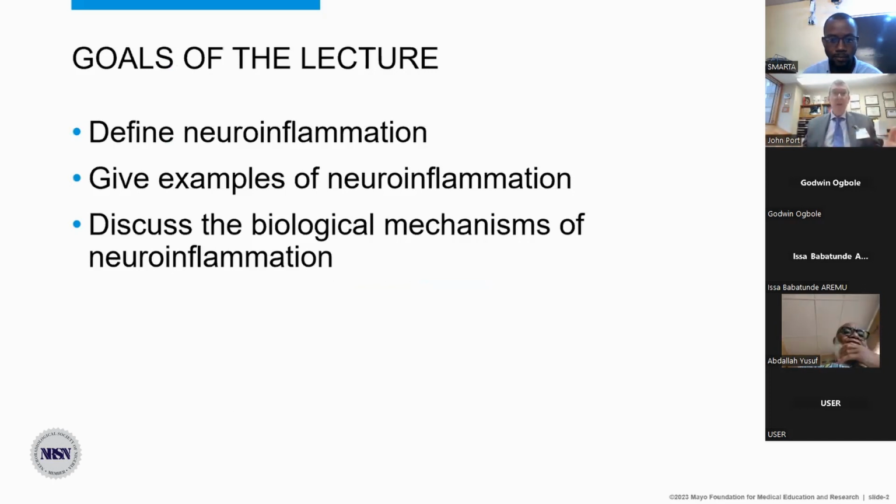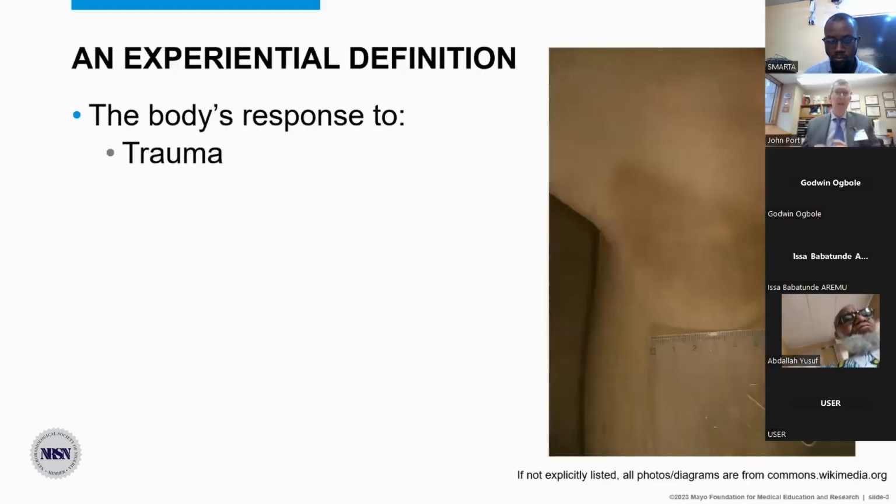By the end of this talk, I hope that you'll be able to give a good definition of neuroinflammation and maybe give some examples of neuroinflammation. And more importantly, discuss the biological mechanisms of neuroinflammation, how it happens and what it's for. That's the idea, and that's what I'm going to try and do in the next half hour, 45 minutes.